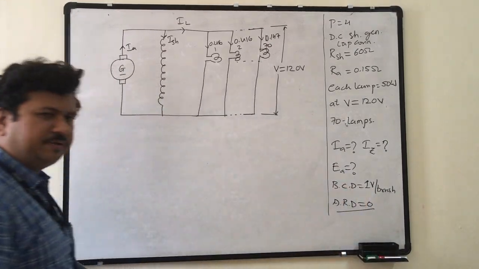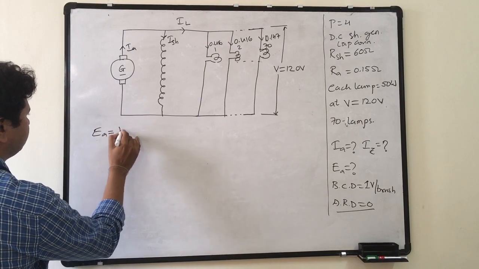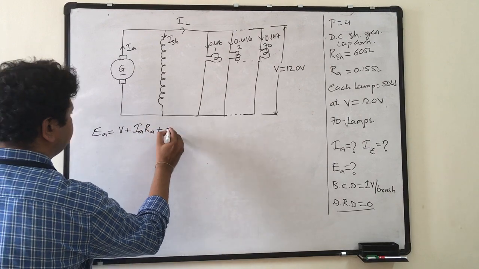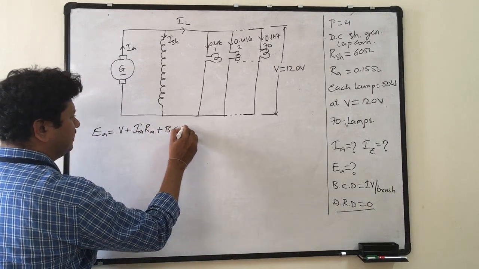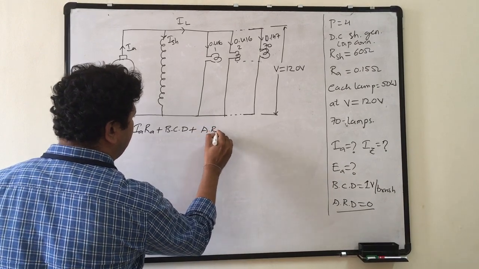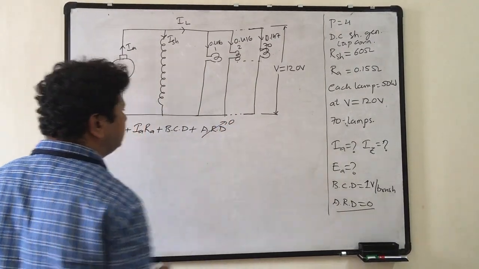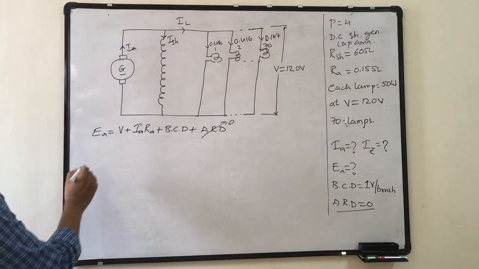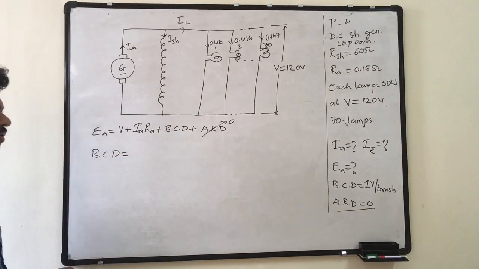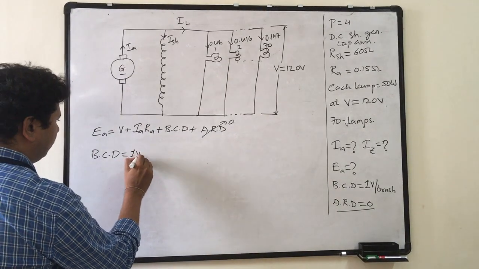So simple, the voltage equation: EA is equals to V plus IRA plus BCD plus ARD. But ARD is 0. We are neglecting it. What is BCD? Brush contact drop is equals to 1 volt per brush. Okay? 1 volt per brush.